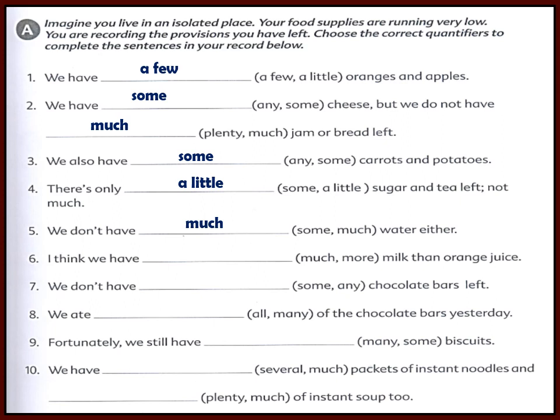I think we have dash milk, then orange juice. Now there is a comparison, right? Whenever we have a comparative degree or any type of comparison, then we use that. Whenever you find "than" in the sentences, it means a comparison is being made over there. So what do we use here, much or more? Good, more we use there, right?